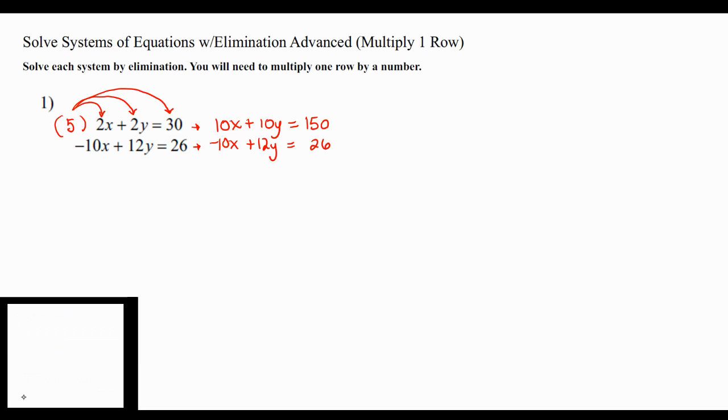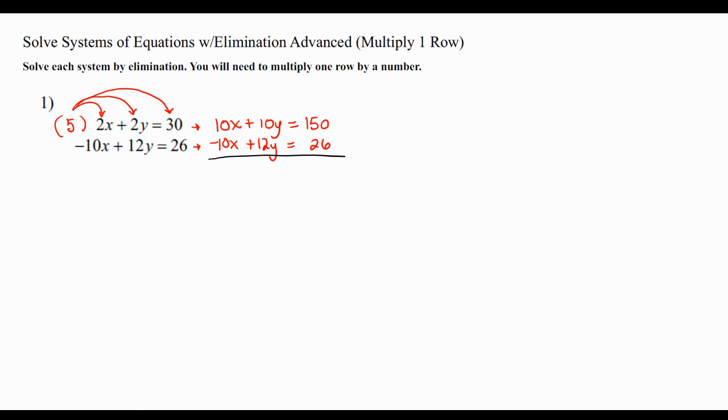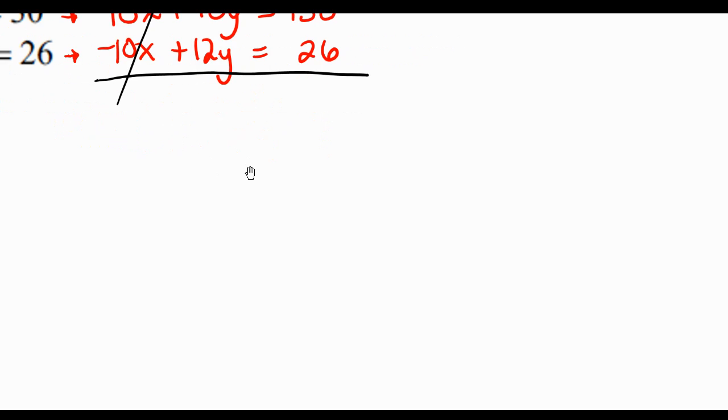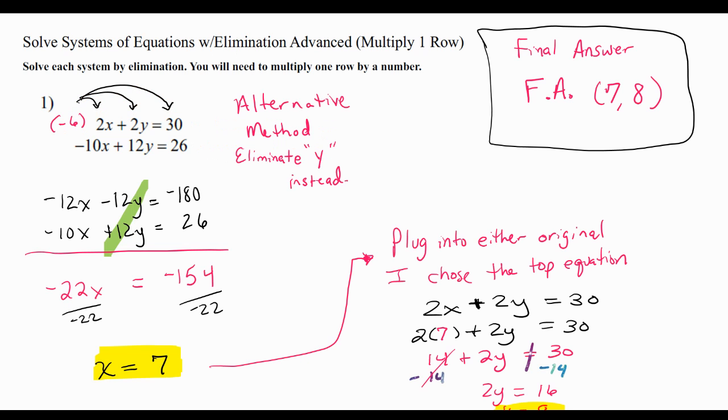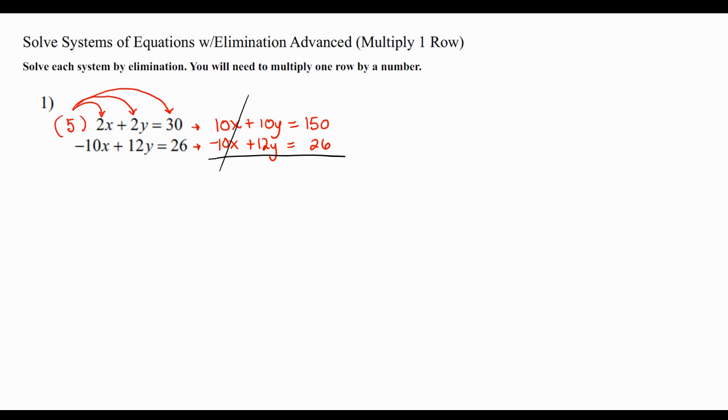So let me just go ahead and change colors here. So now I can eliminate. 10x's minus 10x's cancels, and that's the goal. That's the goal, is to eliminate one of the variables. That's why it's called the elimination method, right? And then just think up and down. You're adding right here. 10y's plus 12y's is 22y's. And 150 plus 26 is 176.